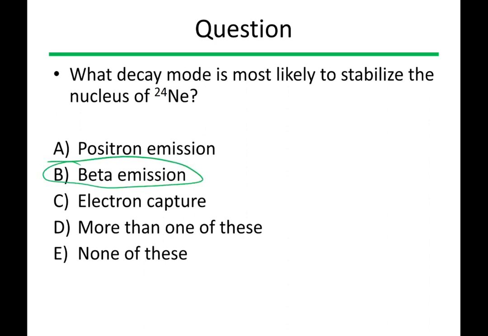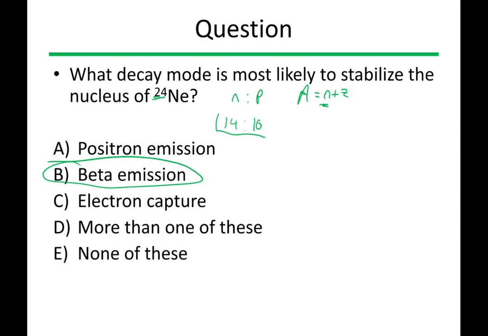Okay, so the right answer for this one is a beta emission. How would we go about solving this problem? Well, first we want to look at the ratio of neutrons to protons in this species. So if it's neon, we know that this is going to be 10 protons, so we'd find this from the periodic table. Remember, A is equal to N plus Z, so to find the number of neutrons we would take 24 minus 10, and that would be 14 neutrons.